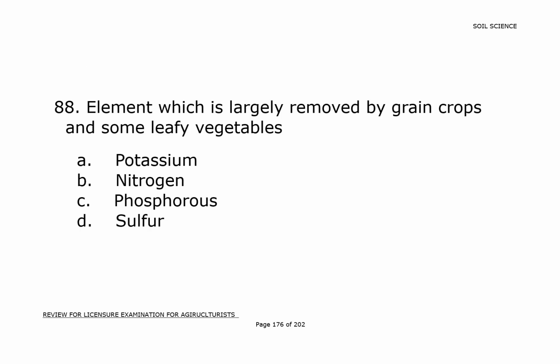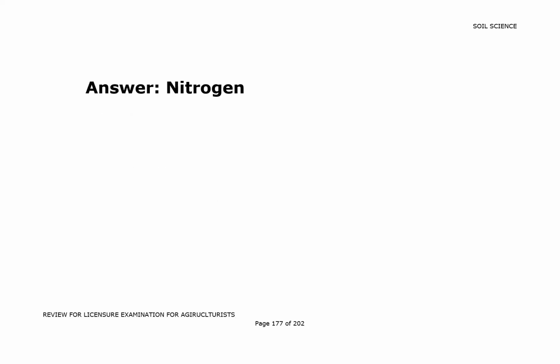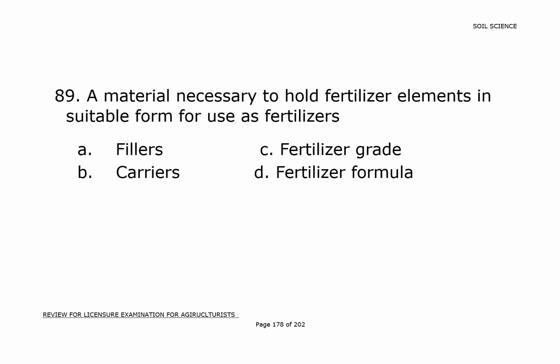Number 88. Element which is largely removed by grains, corn, and some leafy vegetables. A. Potassium, B. Nitrogen, C. Phosphorus, or D. Sulfur. The answer is nitrogen.